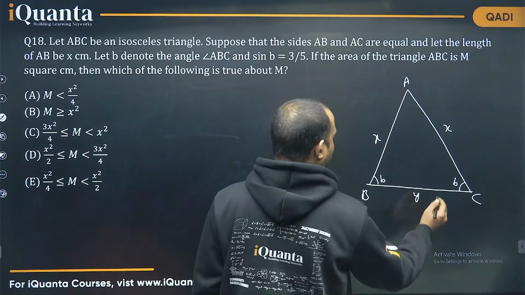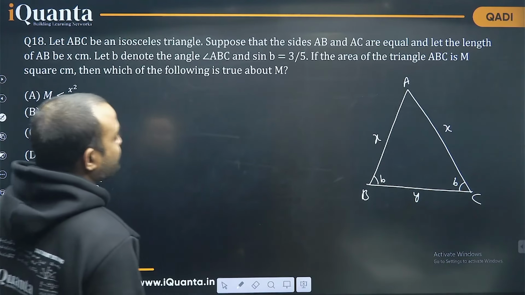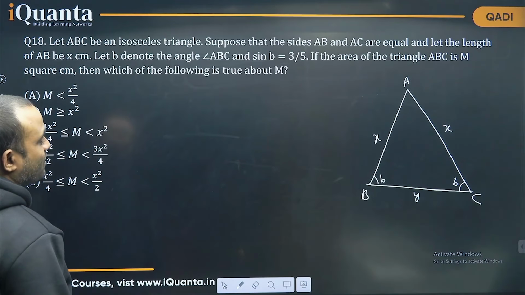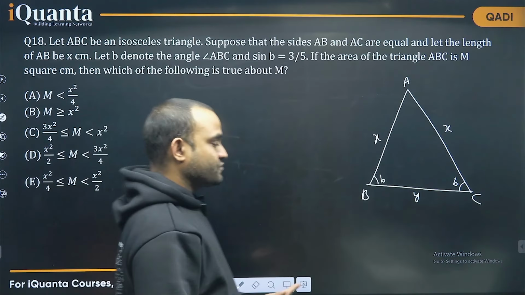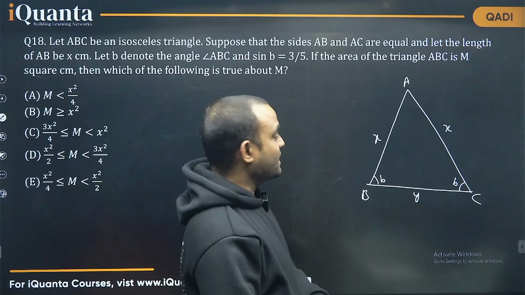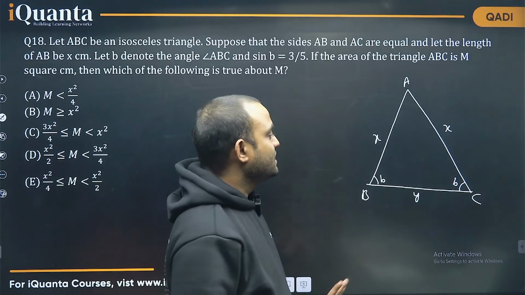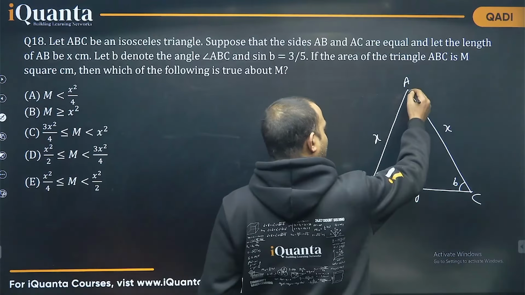Let's say this is y. If the area of the triangle ABC is m square centimeter, which of the following is true about m? So of course we can use the cosine rule and we can find the relation between x and y, and then we can find the area. But it would be easier if you draw a perpendicular to this.